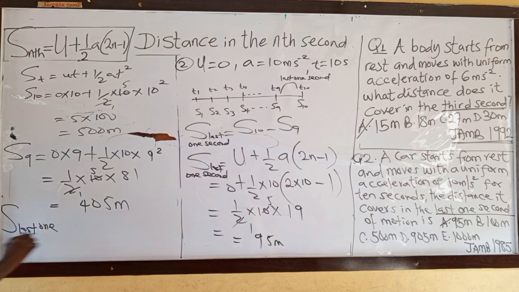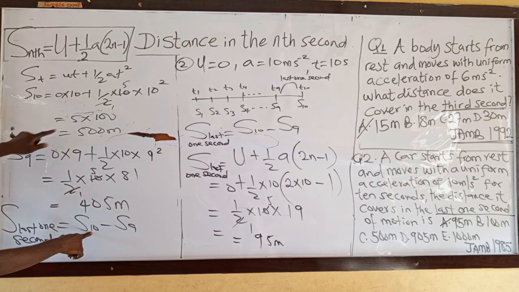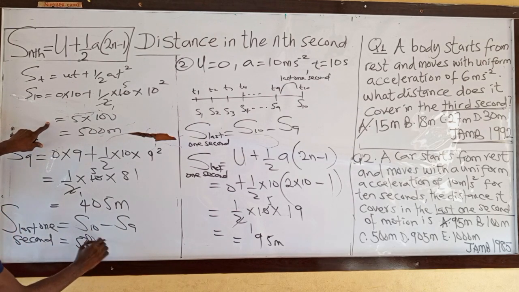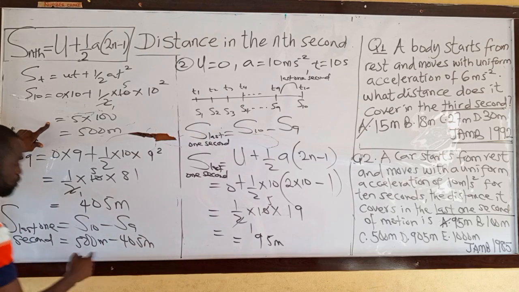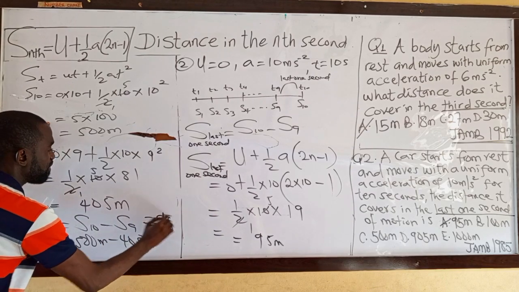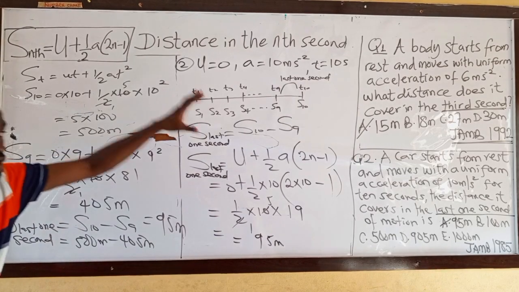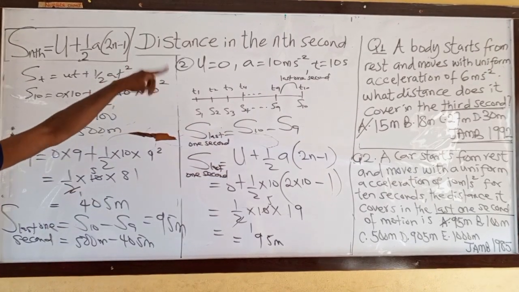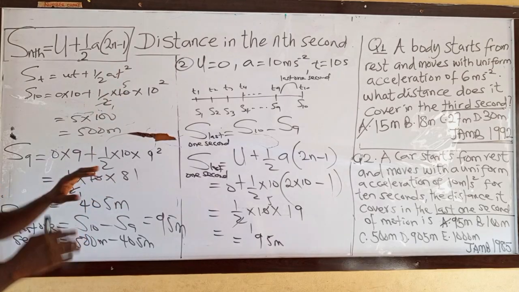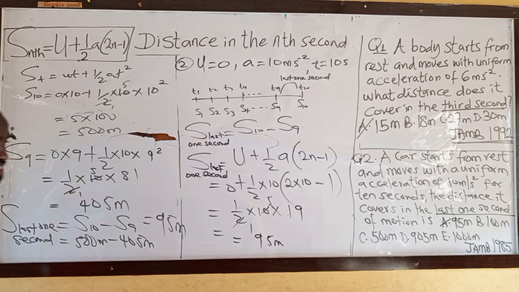So the distance in the last 1 second is the distance in 10 seconds minus the distance in 9 seconds. That is 500 meters minus 405 meters, which is 95 meters. That's the same thing. But understand the concept: the distance covered in the nth second, we solved it using this formula.